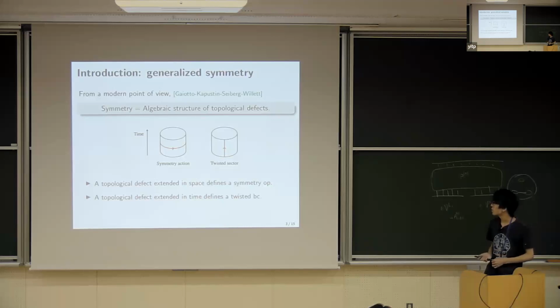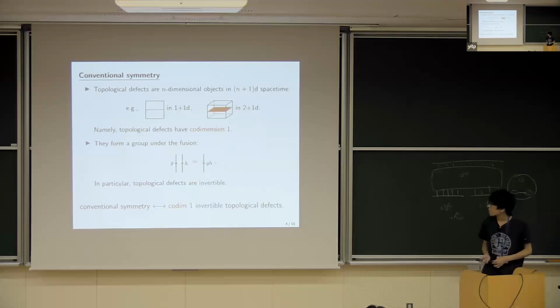For example, if we have a topological defect, then we can define the symmetry action just by inserting the topological defect along the spatial direction, as shown in this left figure. On the other hand, if we insert a topological defect along the time direction, then this defines a twisted boundary condition. In this way, we can understand the twisted boundary condition and the symmetry action on an equal footing by using topological defects.